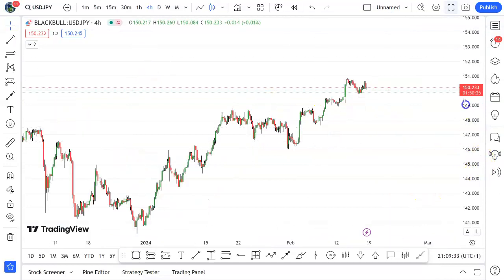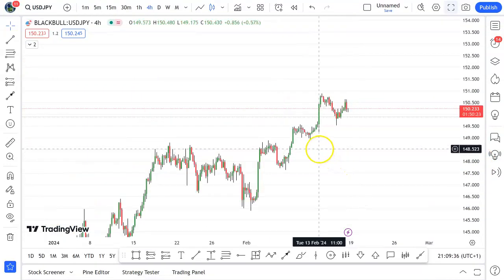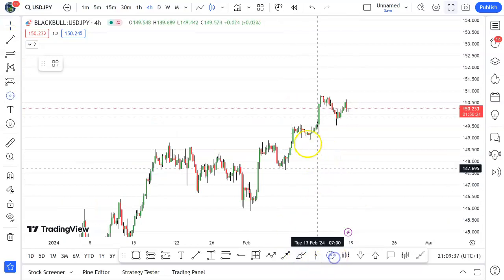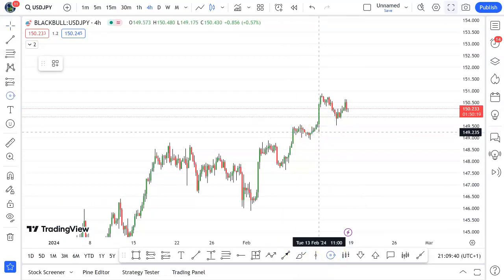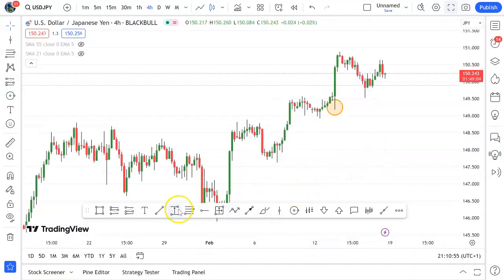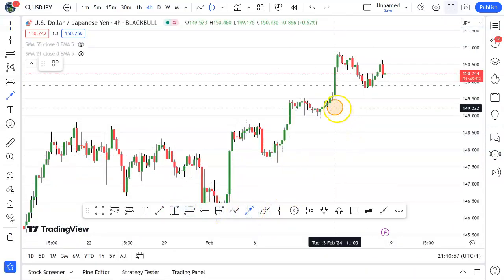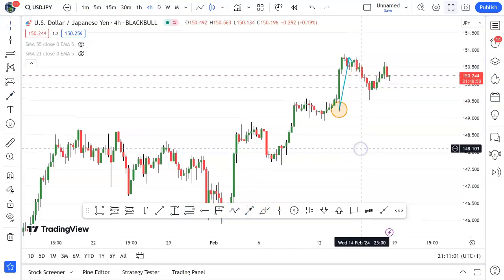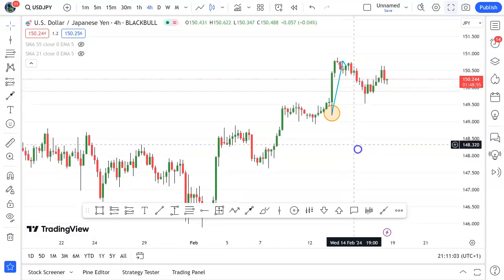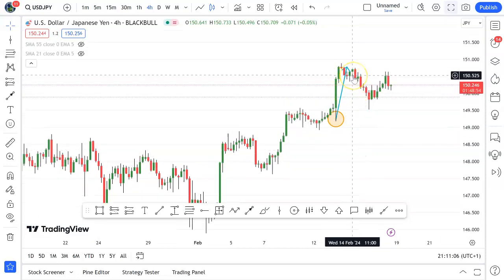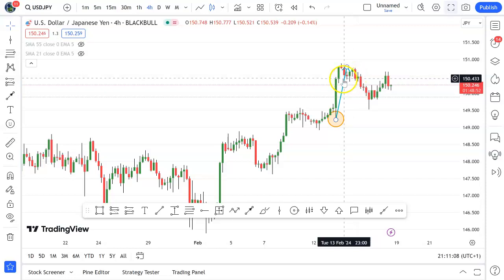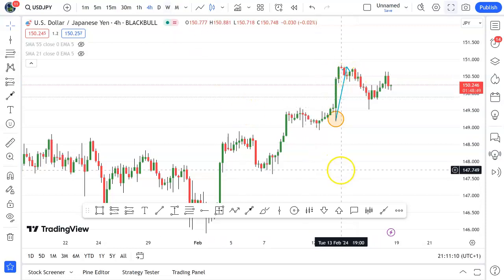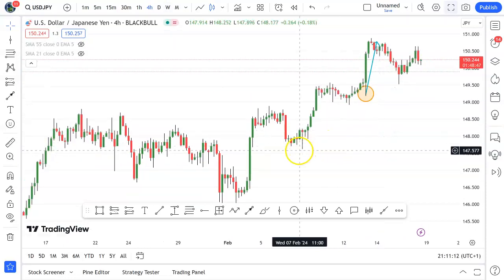So on the 4-hour time frame on Tuesday, this was USD/JPY as well on Tuesday. You can see that price was pushing up because the dollar was strong. So we were buying USD/JPY.